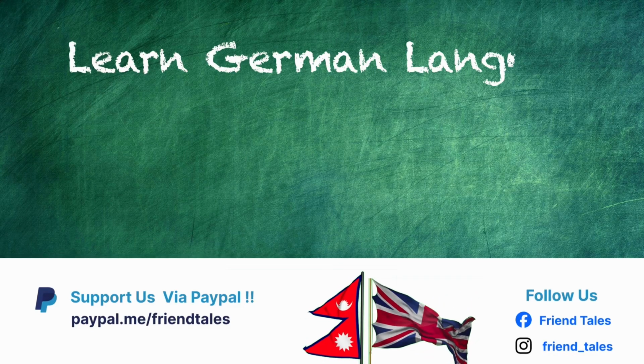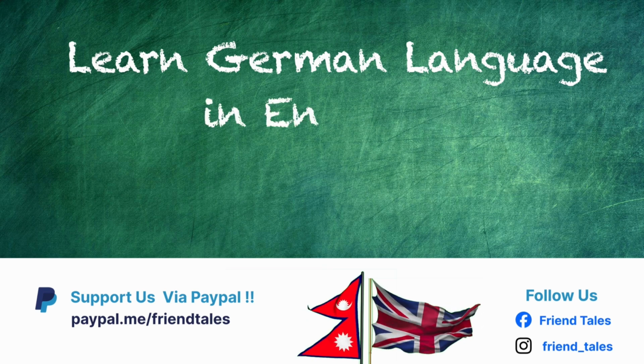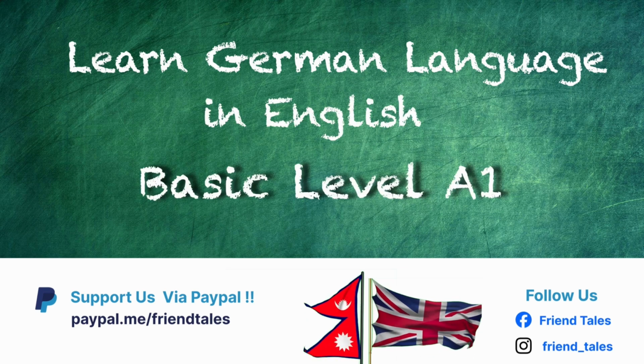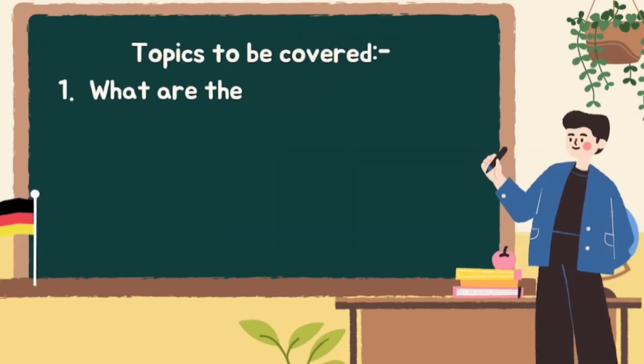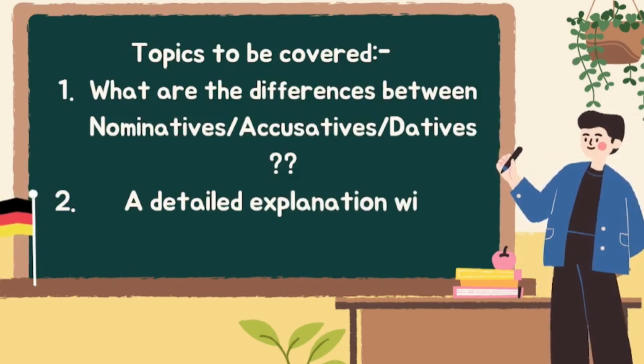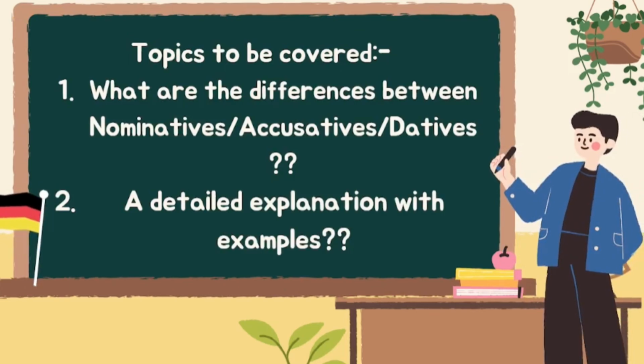We are teaching you the basic level of the German language, that is A1 level, and today is chapter 16. In this chapter we'll teach you the difference between nominative, accusative and dative. Or in German we say, was ist der Unterschied zwischen Nominativ, Akkusativ und Dativ. So in this chapter we'll teach you these topics. What are the differences between nominatives, accusatives and datives? And the differences will be described in detail by giving an example of each point or each difference.